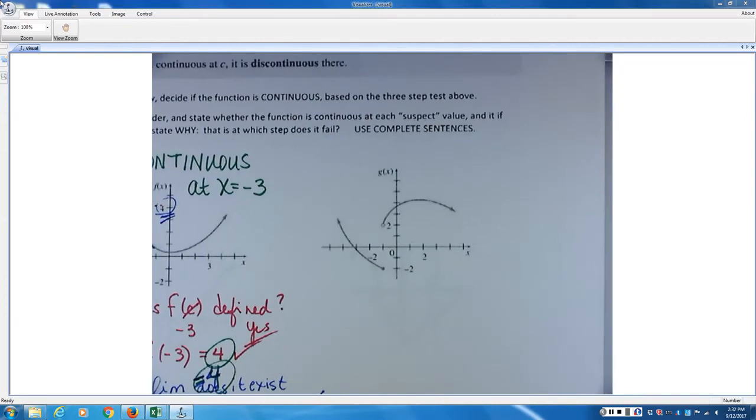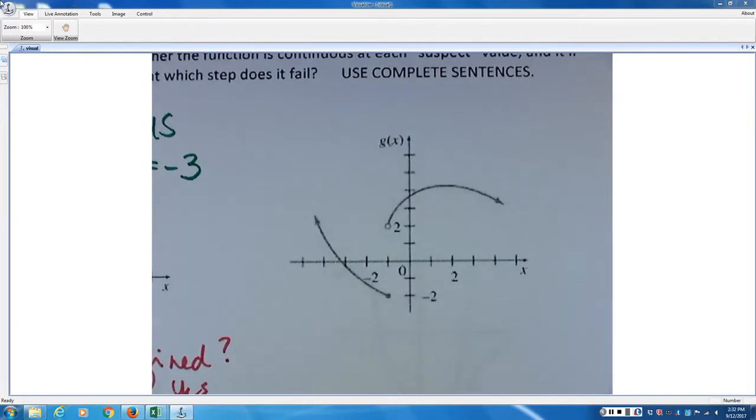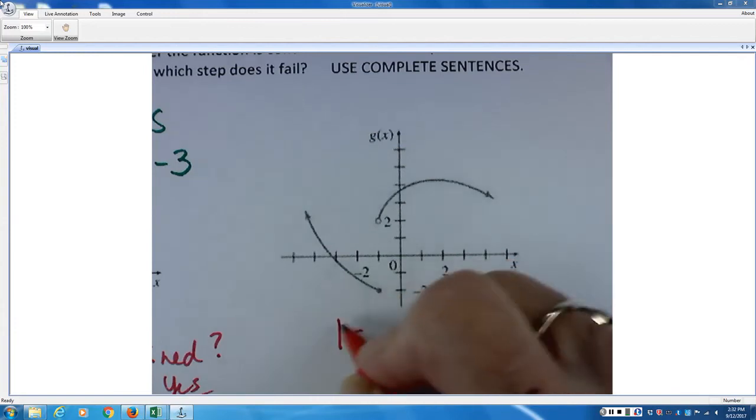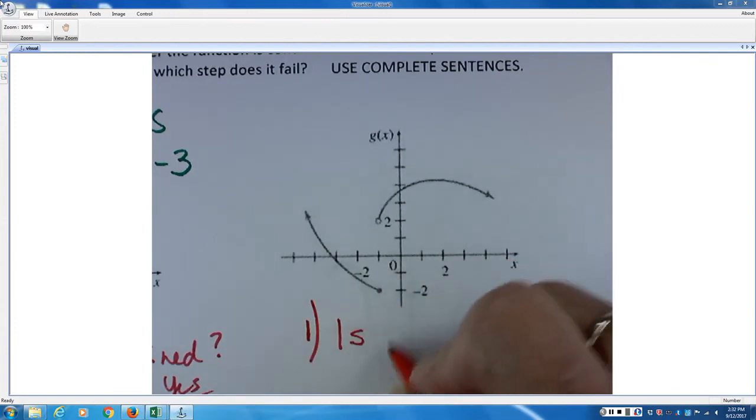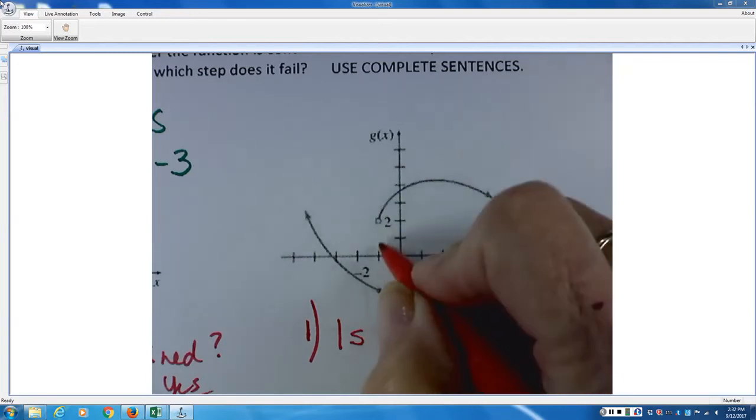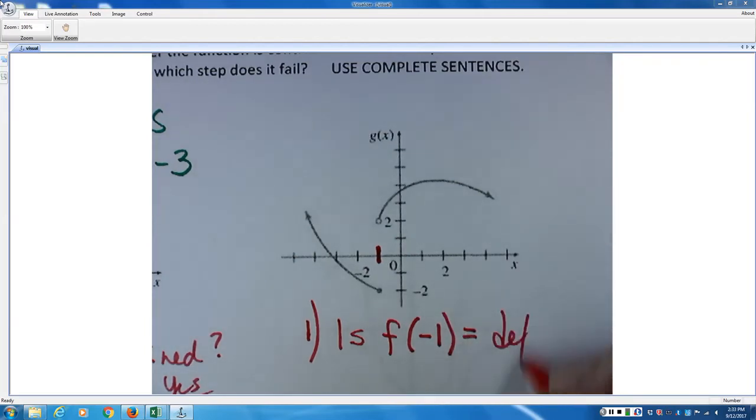So let's work through the second example and apply the rules. In the second example, we have this function. Get it where you can see it really well. And our first question is f of, and the point we're interested in here, obviously, I would hope, is -1. So is f of -1 defined? And if so, what is it?